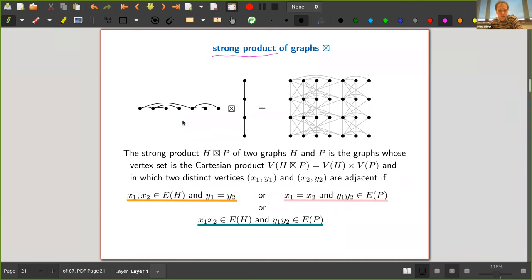So a strong product of 2 graphs, so here you have a tree and a path, is a graph where the vertices are just the Cartesian product of the vertices of the respective 2 graphs. And the edges are all the kind of edges you could imagine you want to throw in the product. So these are the edges where one of the coordinates is fixed, and on the other coordinate you have an edge. You see that the path coordinate is fixed here on the yellow edges, and the tree coordinate has an edge, yeah? Or the other way around, the tree coordinate is fixed, and the path coordinate has an edge. Or these, I like to call them diagonal edges, where on both coordinates you have an edge in the respective graphs.